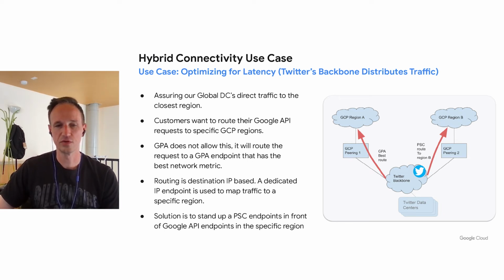The solution to this is to stand up private Service Connect endpoints in front of Google API endpoints in the specific region. That way, Twitter can route traffic deterministically to a specific regionalized endpoint.